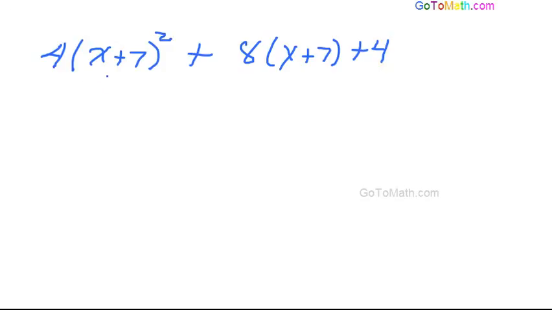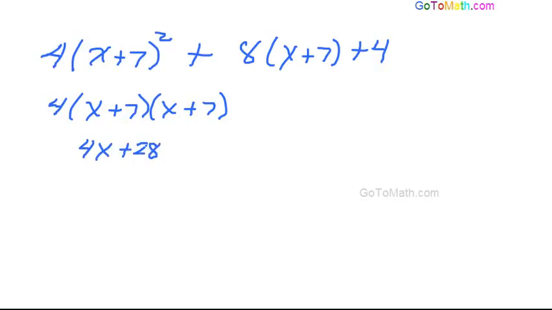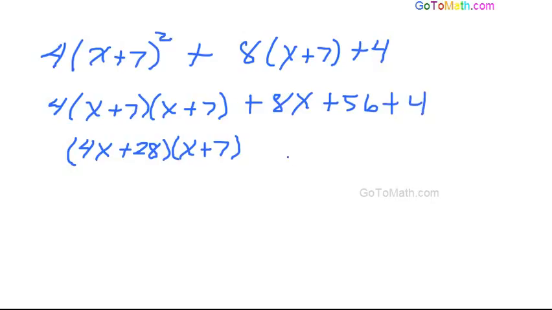Okay, so let's go ahead and expand this guy out here. So we have 4 times x plus 7 times x plus 7. Now you can go ahead and distribute this 4 across inside if you want. We could wait to the last second, but we'll go ahead and do it now. You know what? I'm going to go ahead and distribute this 8 across, just because we can. Right? 8 times 7 is 56 plus, don't forget the 4 out here.